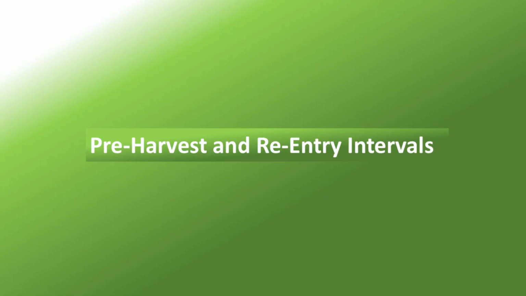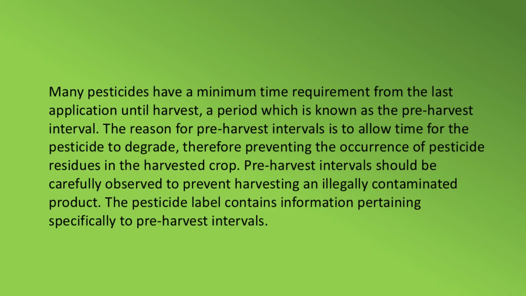Pre-harvest and re-entry intervals. Many pesticides have a minimum time requirement from the last application until harvest, a period which is known as the pre-harvest interval. The reason for pre-harvest intervals is to allow time for the pesticide to degrade, therefore preventing the occurrence of pesticide residues in the harvested crop. Pre-harvest intervals should be carefully observed to prevent harvesting an illegally contaminated product.